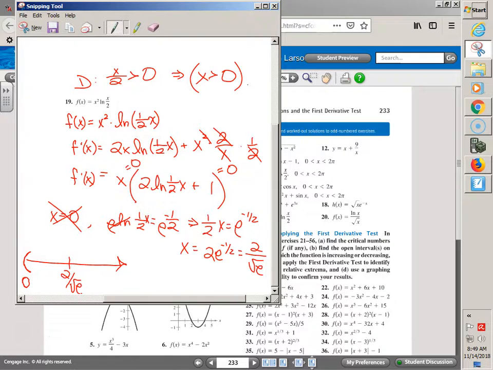But 1 could be in here, so I could do a test point of 1, and then a test point of 2 over 1 point something. I mean, 3, 4, 5, 10, all of those are going to be over here. So you could plug in a 1 and plug in a 5. That should be good. And you're plugging into the derivative.